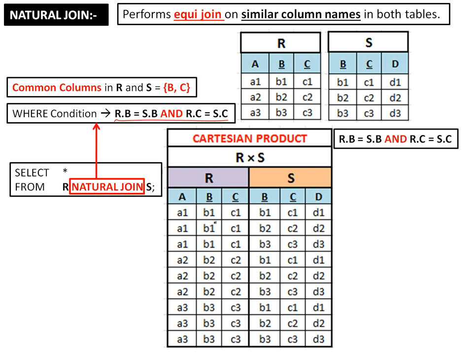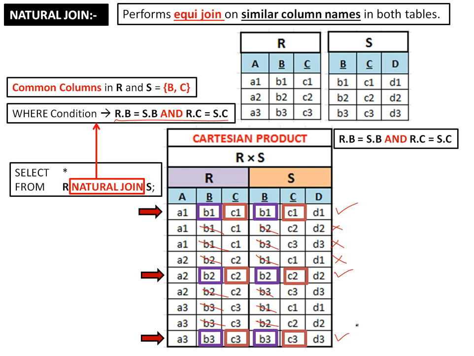Yes, R.B is equal to S.B, and so this one is selected. Next one, first condition eliminated. Eliminate. First condition itself eliminated. Yes. And the second condition, yes. So, this one is selected. Next one eliminated. Next one eliminated. Yes. And yes. So, this one was selected. So, out of 9 rows, only 3 rows satisfied this condition.